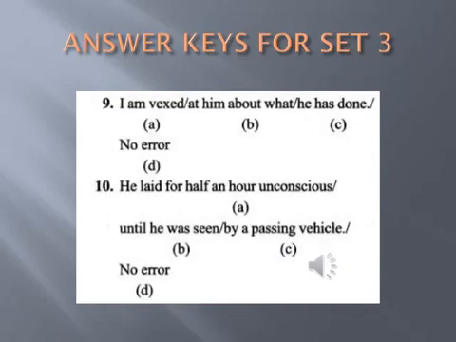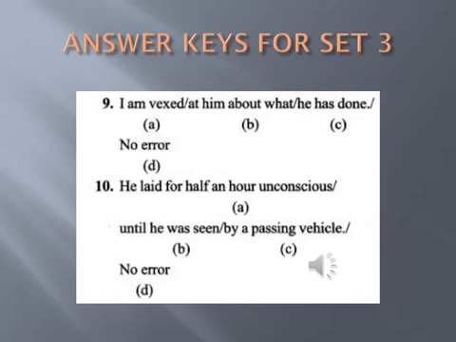Question number 9. I am vexed at him about what he has done. Answer is B, because there is an error in the preposition. I am vexed with him about what he has done. So in place of at, which should be the answer? Whenever you are using the verb vex, then you have to use with. So vexed with, annoyed with. I am annoyed with him about what he has done. So therefore the error is in B. I am vexed with him about what he has done.